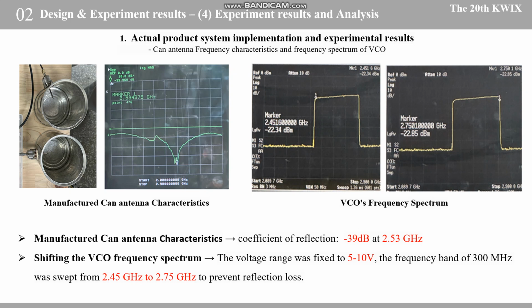So the antenna had a center frequency of 2.553 gigahertz, and the reflection coefficient was minus 39 dB. Therefore, the voltage range of the function generator was fixed at 5 to 10 volts, and the frequency band of 300 MHz was swept from 2.45 GHz to 2.775 GHz, according to the center frequency of the antenna, to prevent reflection loss.